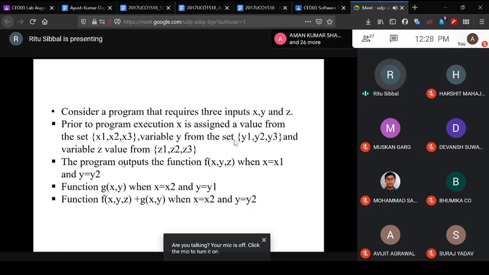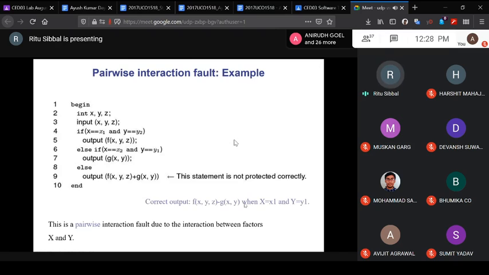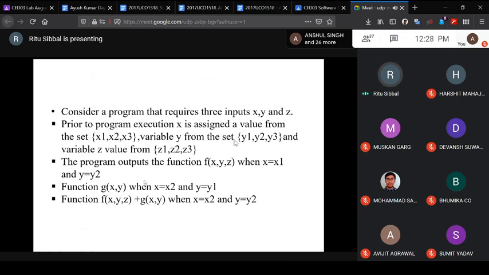Now, let us suppose that this program outputs the function f(x, y, z) when x is equal to x1 and y is equal to y2, and it outputs a function g(x, y) when x is equal to x2 and y is equal to y1. So I'm just taking some combinations, and this is the output when x is equal to x2 and y is equal to y2. So suppose this is the program. Now this program is giving these values. ठीक है, यही चीज यहाँ लिखी हुई है कि when x is equal to x2 and y is equal to y2, it will give this thing.